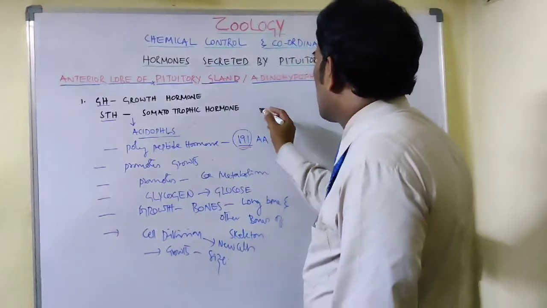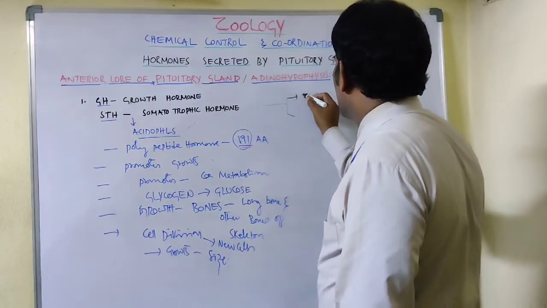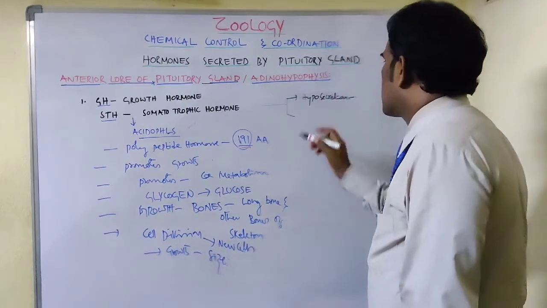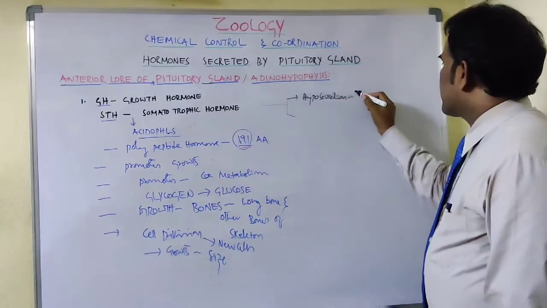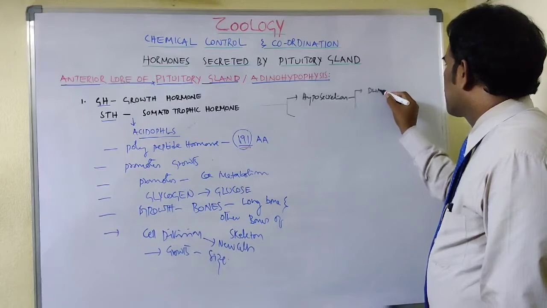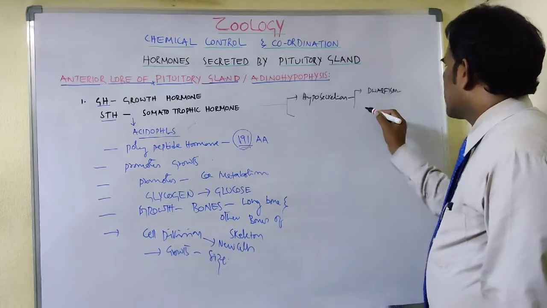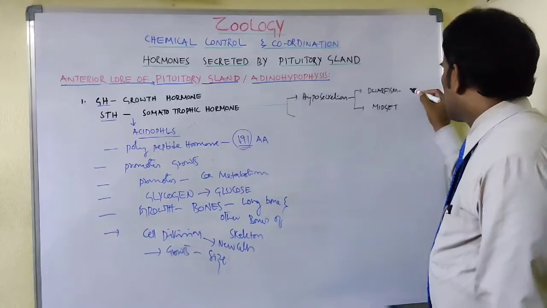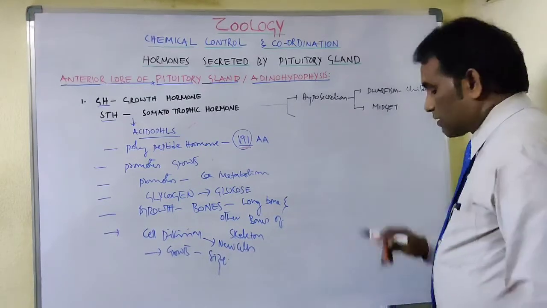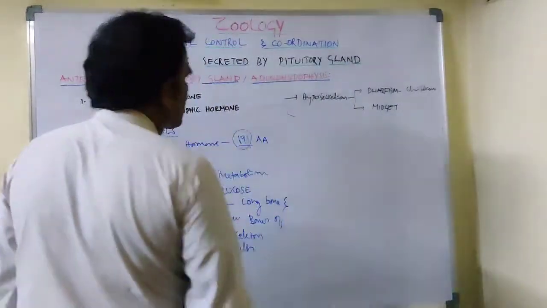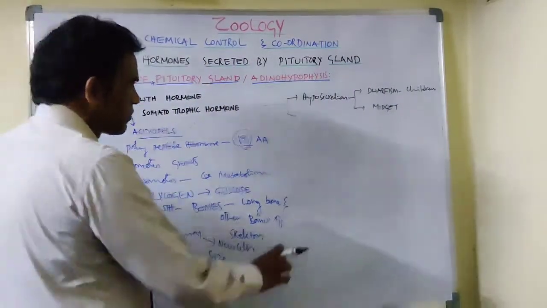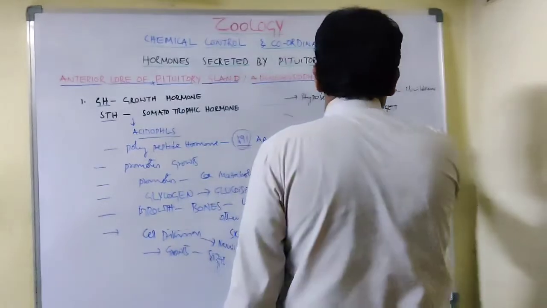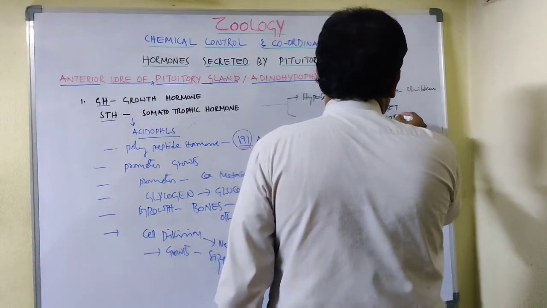Now, hypersecretion or hyposecretion of growth hormone. Hyposecretion of the growth hormone leads to dwarfism in children, or midget. Dwarfism in children means growth is stunted, so the hands and legs become shorter, so it is called dwarfism. We can call it a midget also, or Simmonds disease.